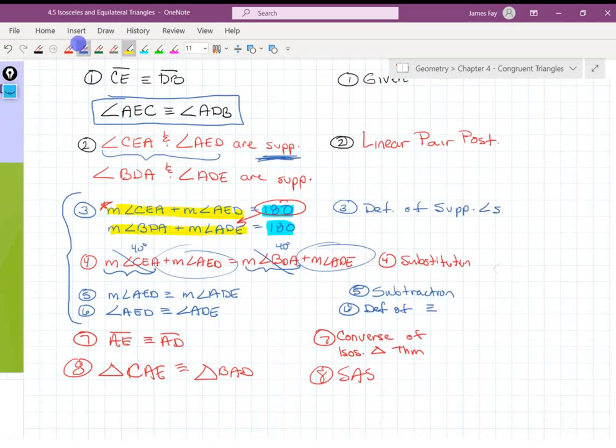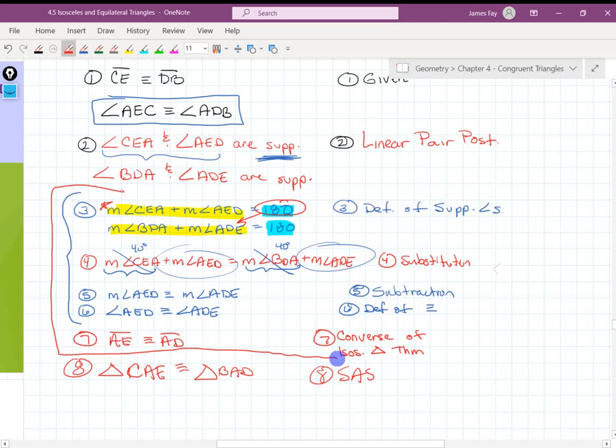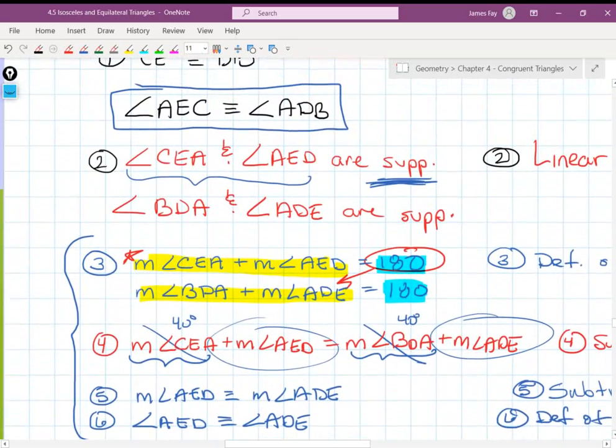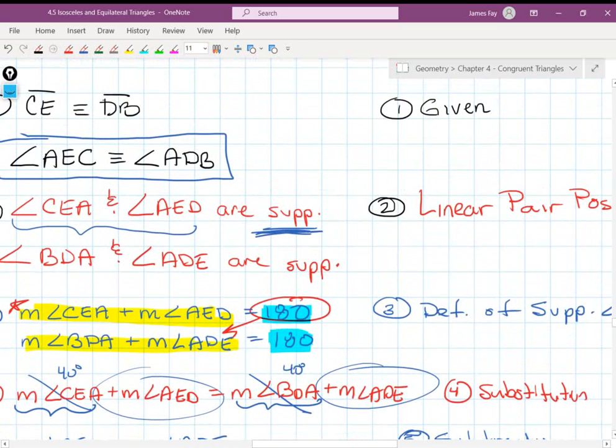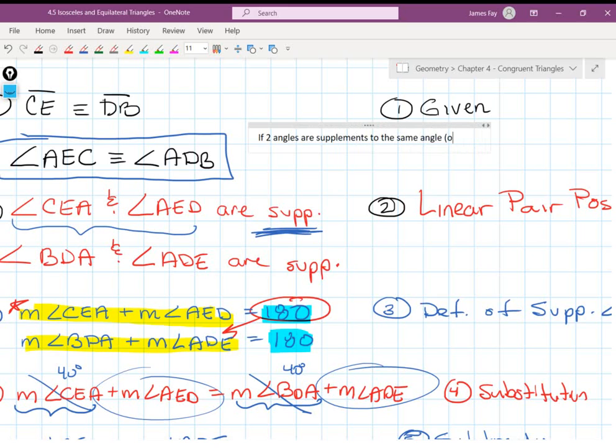Now, you guys know that writing proofs kind of stinks, right? This 8 steps was not all that enjoyable, but we could have maybe circumvented a little bit of the work. Do you guys remember when we had a theorem at one point that said, I'll see if I can type it out here. It said if 2 angles are supplements to the same angle or congruent angles, then those 2 angles are congruent to one another.